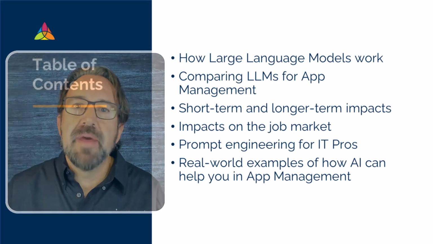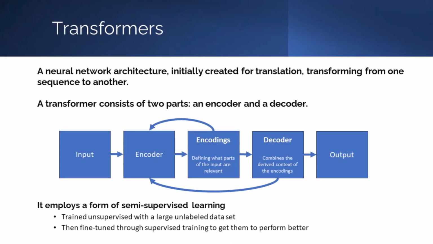you in application management. Large language models employ transformers, which is a neural network architecture originally created for translation, which is why it's one of the things that it's so good at. But it is about taking things from one sequence to the next, or transforming from one thing to the next. And it does this in a pretty new and unique way that was a big breakthrough in terms of the output we're seeing from these large language models.